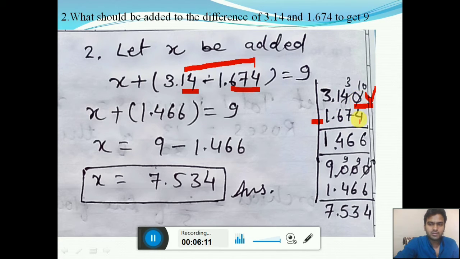So here 0 minus 4. What we have to do? We have to borrow. So we borrow 1 from here, so this number becomes 10. 10 minus 4 is 6. Now this 4 becomes 3. Now 3 minus 7, not possible.